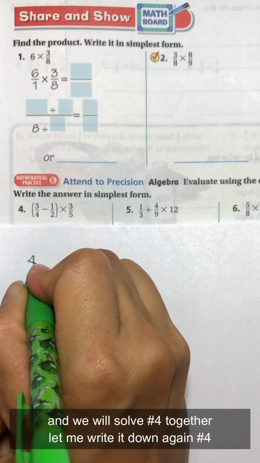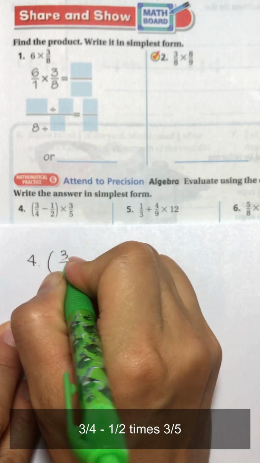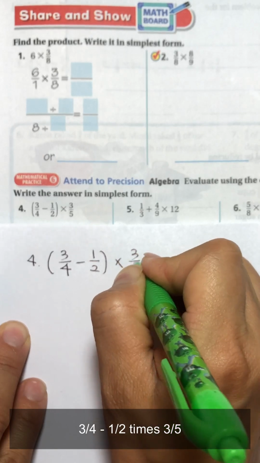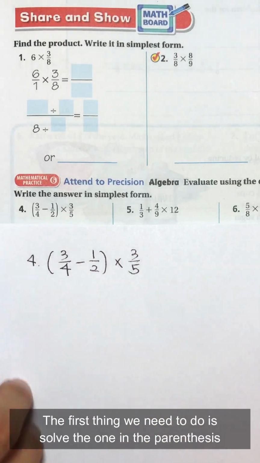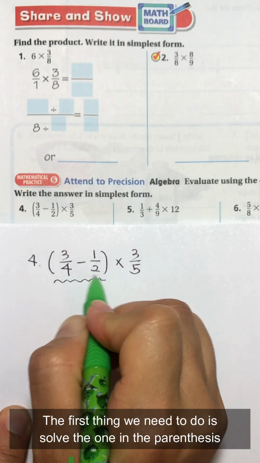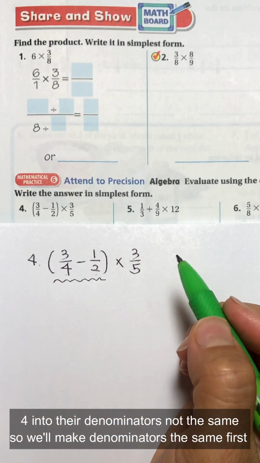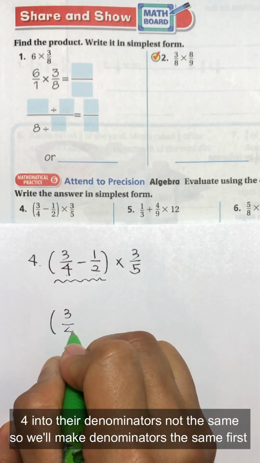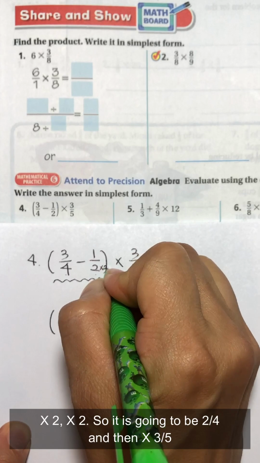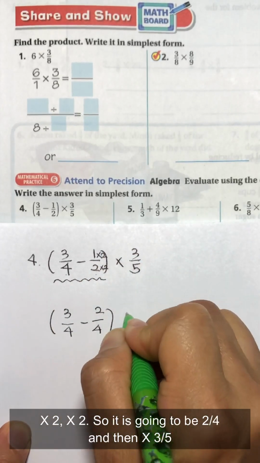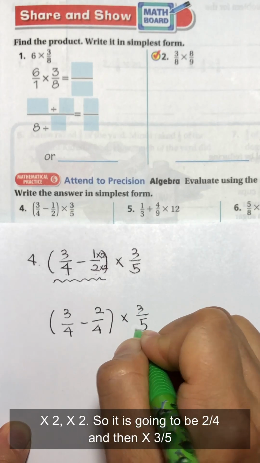Number 4, 3 over 4 minus 1/2 times 3 over 5. First thing we need to do is solve the one in parentheses. 4 and 2, their denominator is not the same, so we will make the denominator the same first. Times 2 times 2, so it is going to be 2 over 4, and then times 3 over 5.